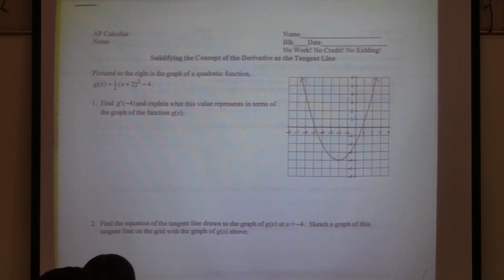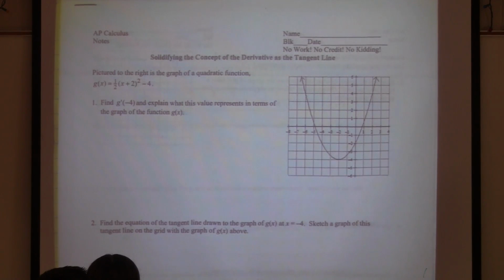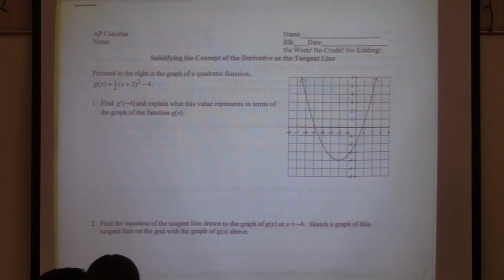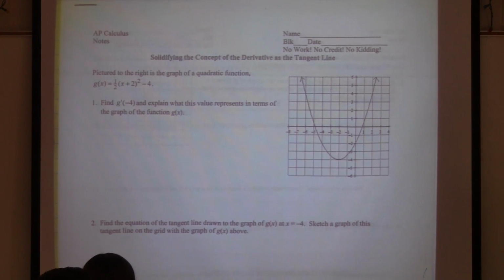Alright, what is the first question asking us? Find g prime of -4. So what does that mean? The slope of the tangent line at -4. The slope at -4, very good. Or finding the derivative, right? So I need to find the derivative in order to answer that question.